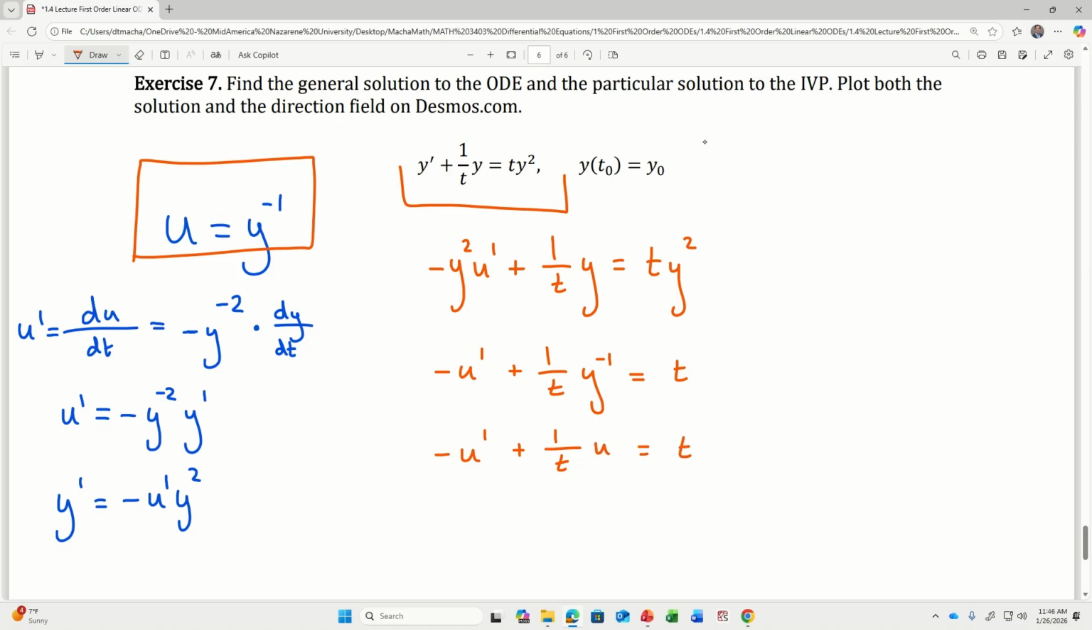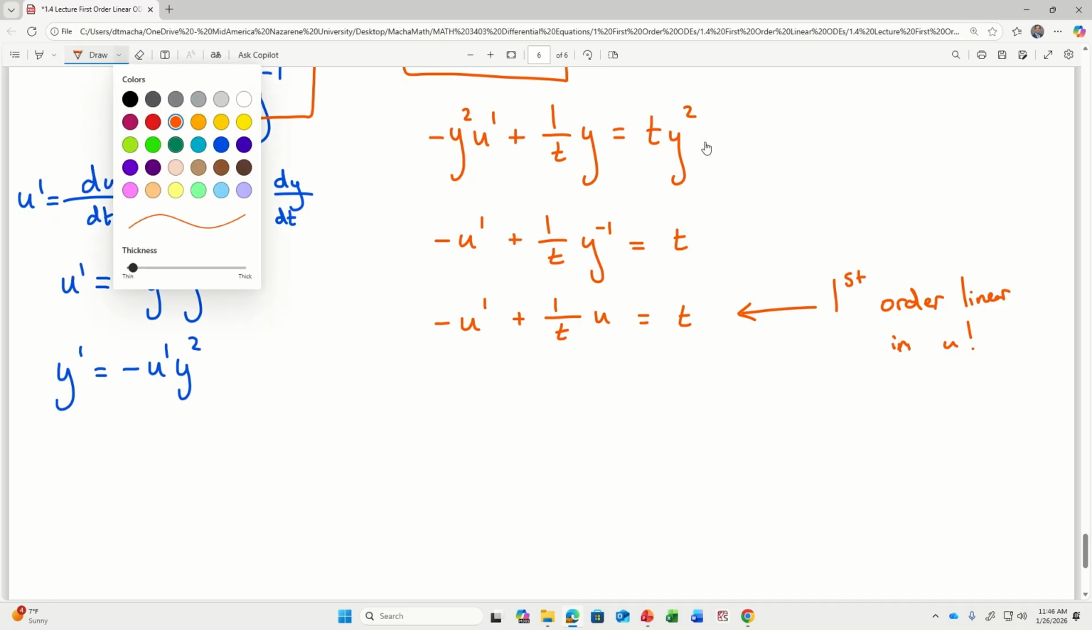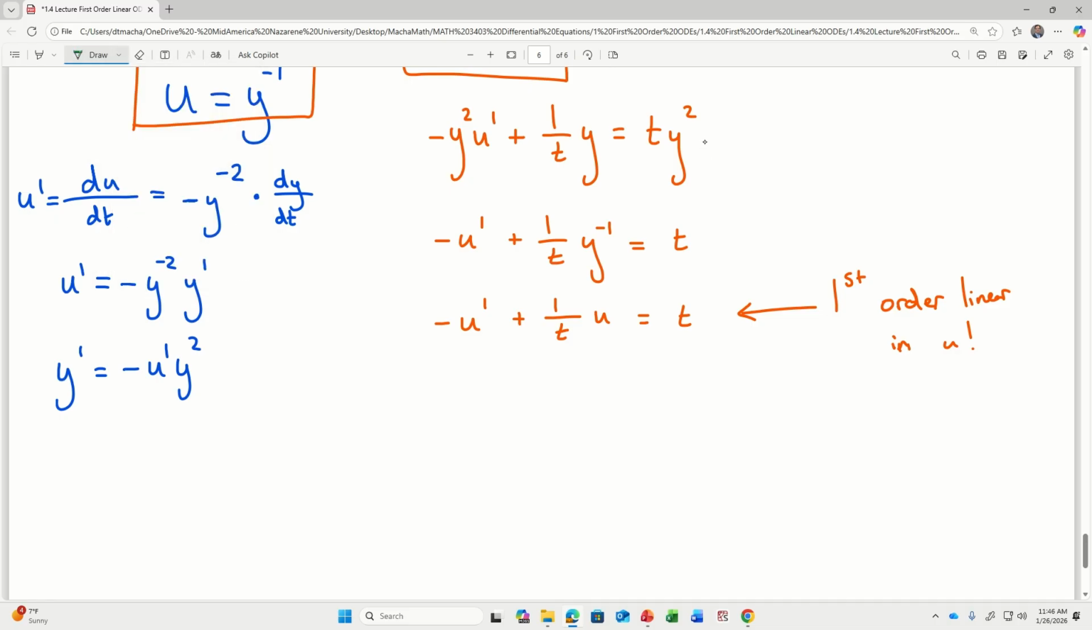And now, what's great about this is this is first order linear in u. So now we can solve a first order linear ODE, which is comparatively nicer. And for this to really work easily, I might check and say, is 1 over t the derivative of negative 1? No. So I have to use an integrating factor.